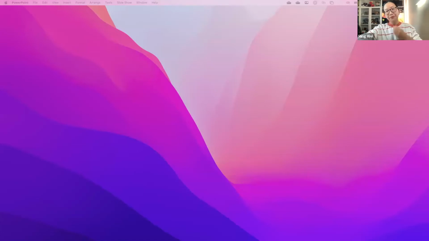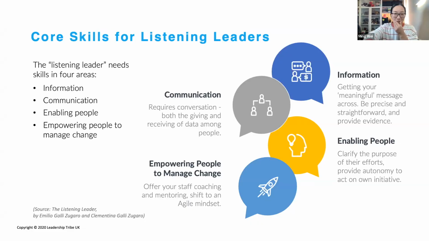So let me just share my screen again. Okay. So there's a book called The Listening Leader. This is a book by Emilio Zugaro and Clementina Zugano, which describes 4 core skills for listening leaders. So when it's talking about leaders, it's giving the 4 different skills in terms of what is needed. So let's look at this from the very top, on information. Information is regarding getting your meaningful message across.